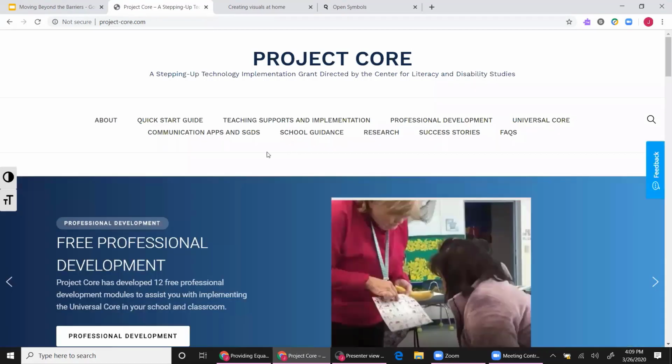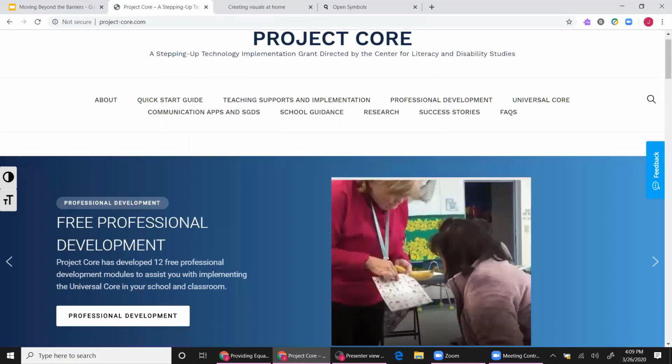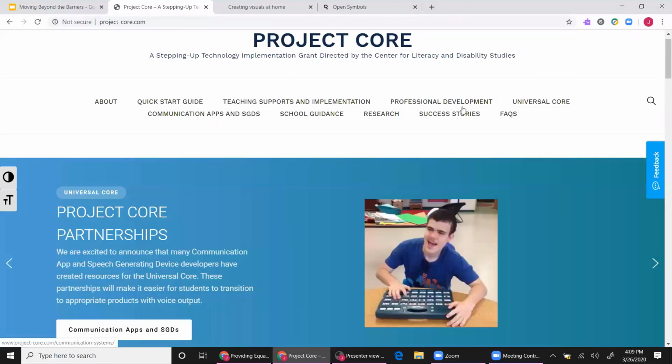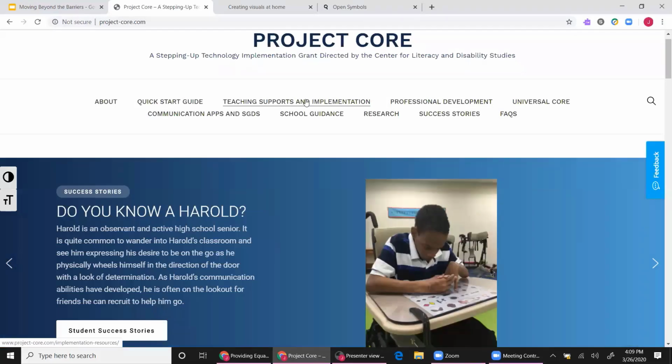It is a phenomenal resource. It has professional development materials. It has the core vocabulary boards that you can use. It has research on here. It really is a phenomenal tool. So I just want to walk through a little bit.